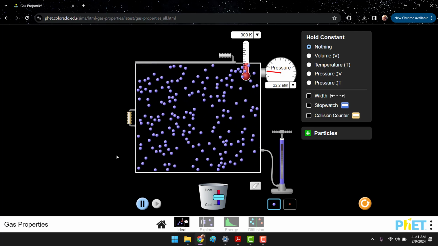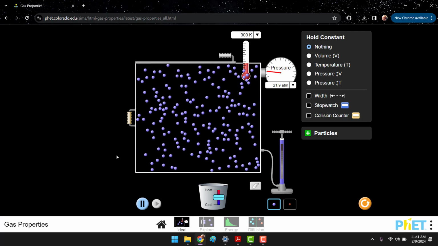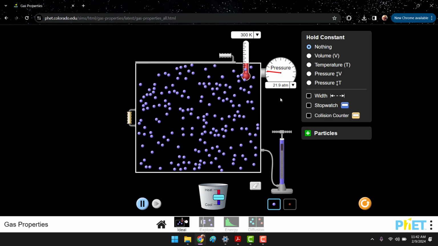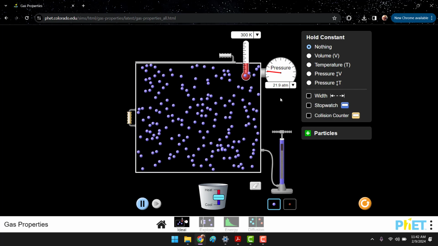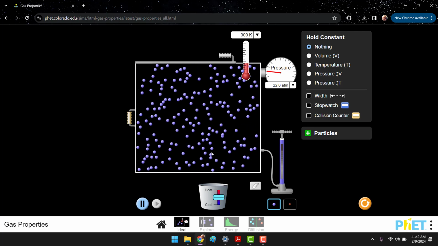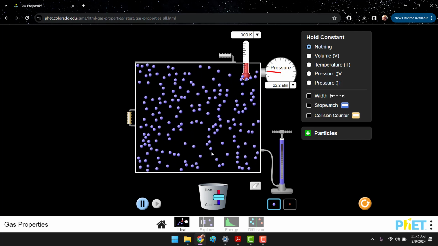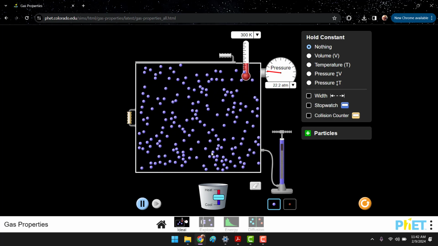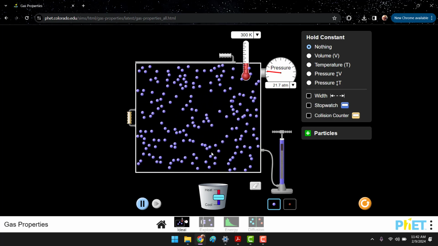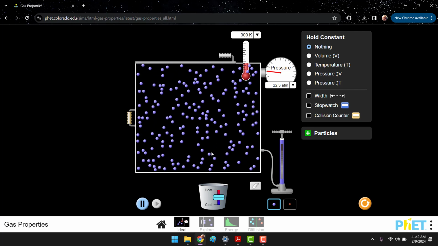Now we want to know what happens to these molecules as we adjust different factors. First thing I want you to look at up here is the pressure. The pressure is right around 22 atmospheres in this specific volume. And remember that the pressure has to do with the molecules bouncing off the sides of the container. All right, so if we can get those molecules bouncing off the sides of the container more, we'll have higher pressure. If they don't hit the sides of the container as much, we'll have lower pressure.